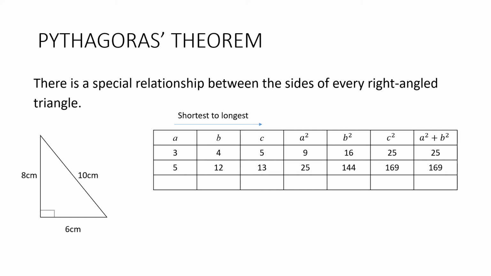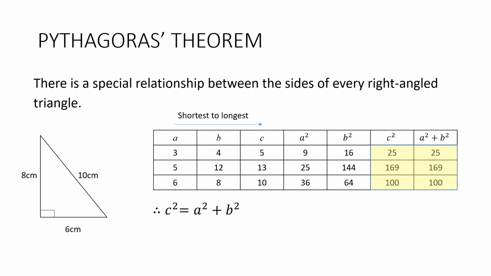Let's do one more. This triangle has side lengths 6 centimeters, 8 centimeters, and 10 centimeters. So A is 6, B is 8, and C is 10. Then we get A squared is 36, B squared is 64, and C squared is 100. Adding these two together, we also get 100. So you can probably see that these two columns are equal.